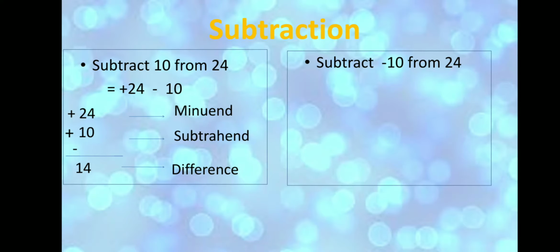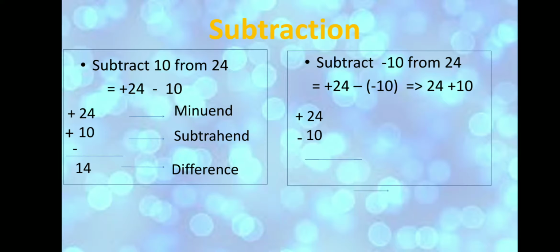Now when you have to subtract minus 10 from 24, how will you write it in the horizontal method? You will write plus 24 minus, and in brackets you'll write minus 10, because you have to subtract minus 10 from 24, and it will change to 24 plus 10, because you have the minus symbol outside and a minus symbol inside. So it changes to 24 plus 10. Again, this 24 will be your minuend, your minus 10 will be your subtrahend, and a plus sign comes because it is 24 minus, and in brackets they write minus 10, so minus and minus will be plus. That is why you write it as 24 plus 10.